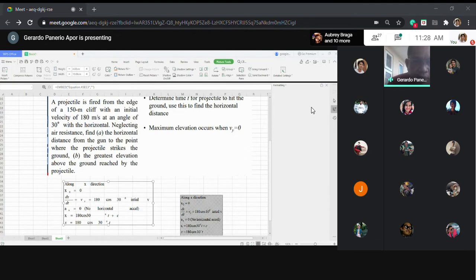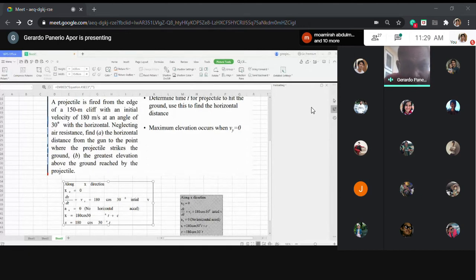the derivative dv_y over dt is equal to acceleration, a sub y, in which that is equal to minus 9.81. Okay?